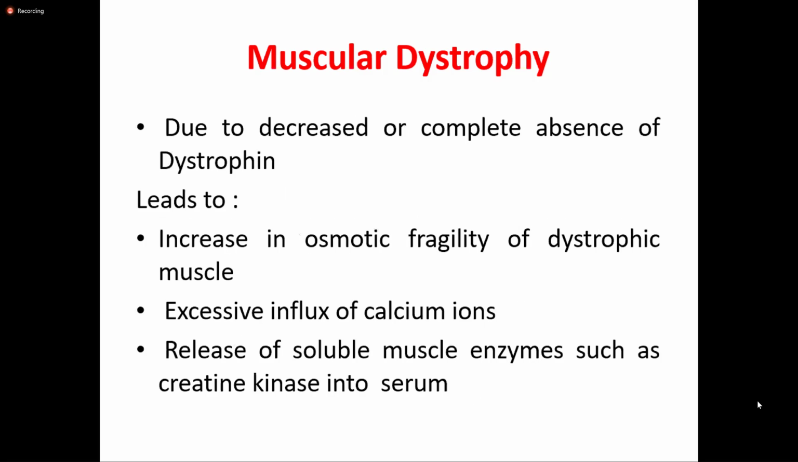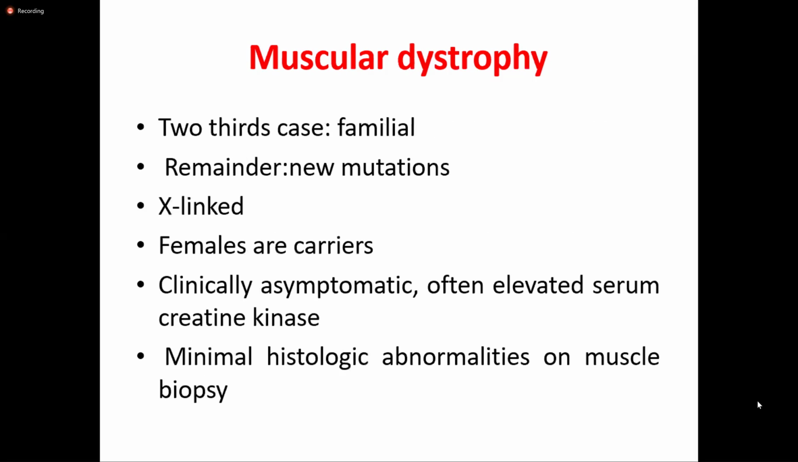When there is decreased or complete absence of dystrophin, there is an increase in the osmotic fragility of the dystrophic muscles and excess influx of calcium, and also, due to the release of creatine kinase into the serum, there is an increased level of creatine kinase. Among the muscular dystrophies, two-thirds of the cases are familial, and in the remainder there is a new mutation. Being X-linked, females are carriers and the male manifests the disease.